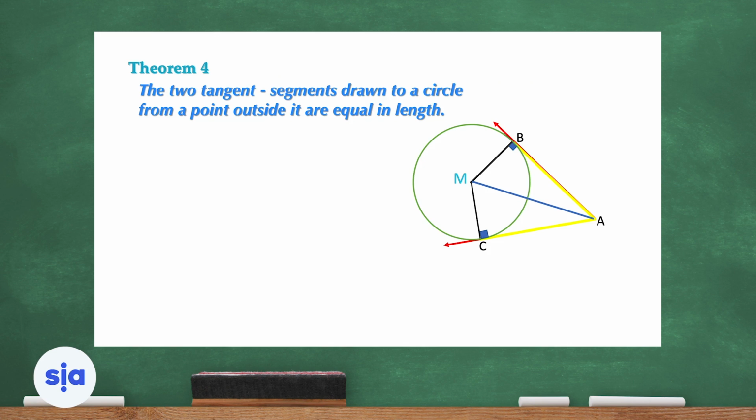Theorem number 4 says what? It says the two tangent segments drawn to a circle from a point outside it are equal in length. As you can see here, we have two tangent segments, AB and AC. They are meeting outside the circle at point A. Then these two tangents are equal in length. So how to prove it? Triangle ABM is congruent to triangle ACM, therefore AB is equal to AC.